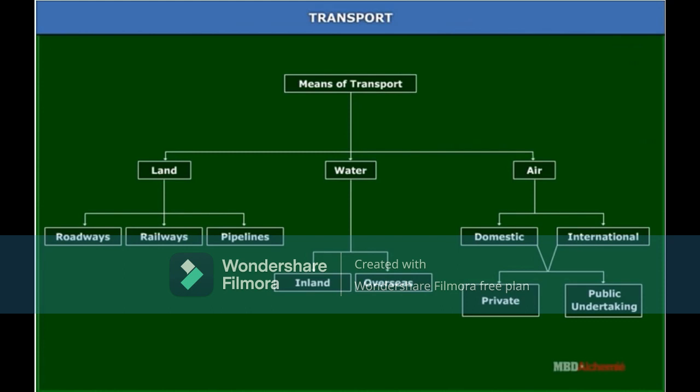Means of transportation. It can be divided into three modes: land, water, and air. The land transport is further divided into three types: roadways, railways, and pipelines. Water transport is also of two types: inland and overseas. Air transport is also of two types: domestic and international, and it is further divided into private and public undertaking.